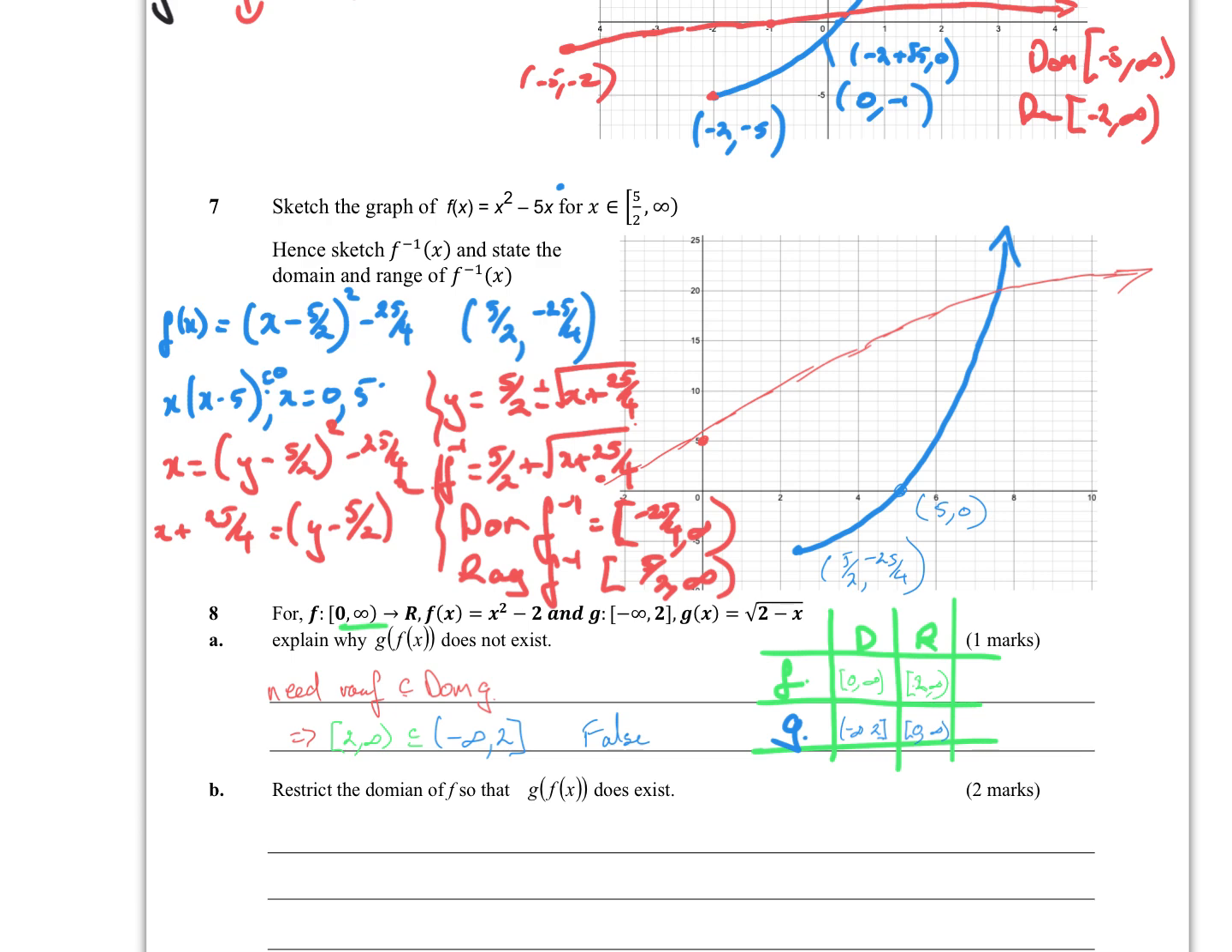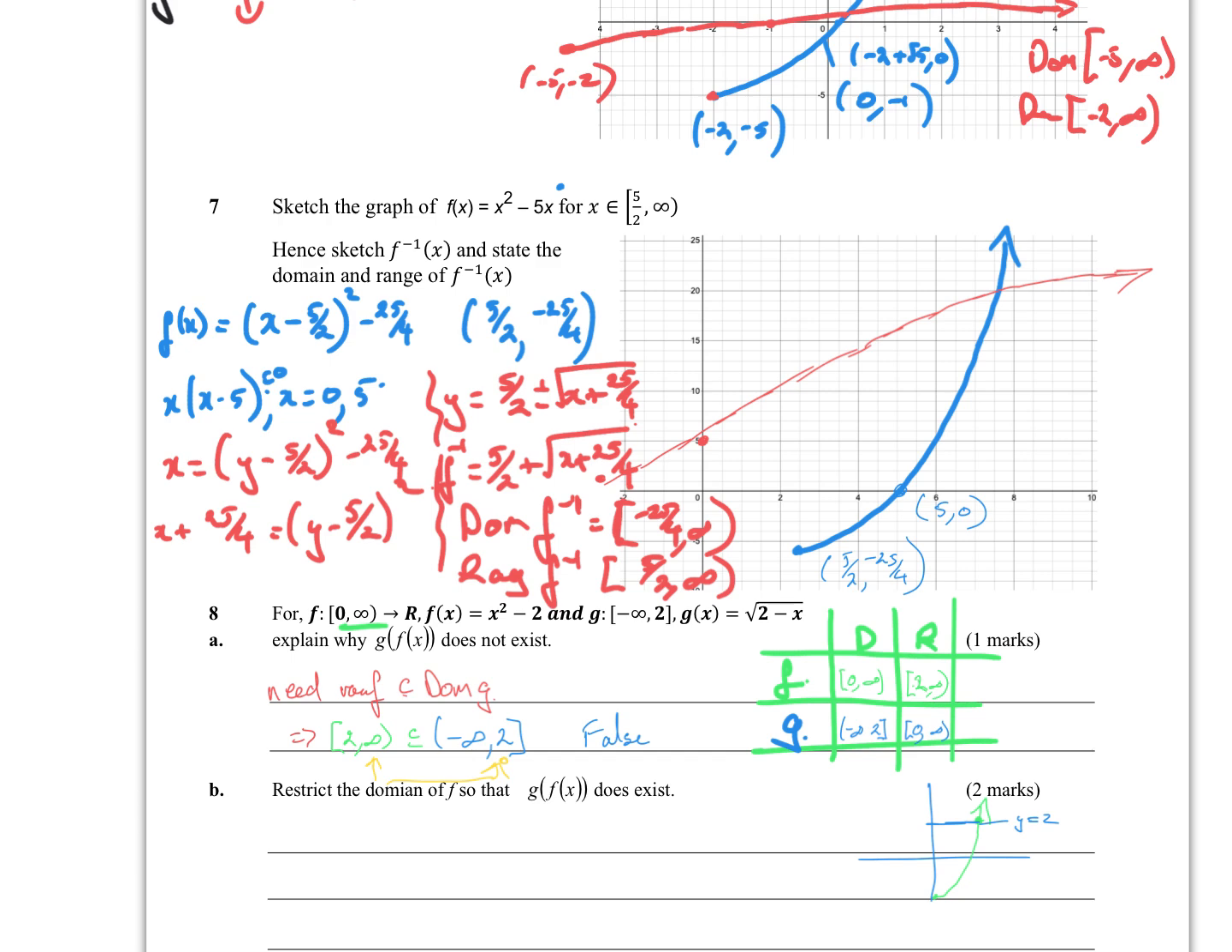So why doesn't it exist? Well, these positive infinity numbers are too big for that positive 2. So the green function, f, I've got to restrict it so its range is between negative infinity and positive 2. So quick graph sketch. That's what the function looks like. And I've got to stop it there, at y equal to 2.